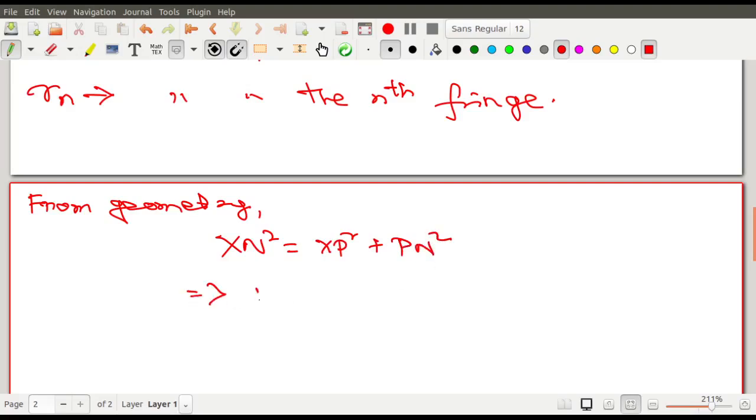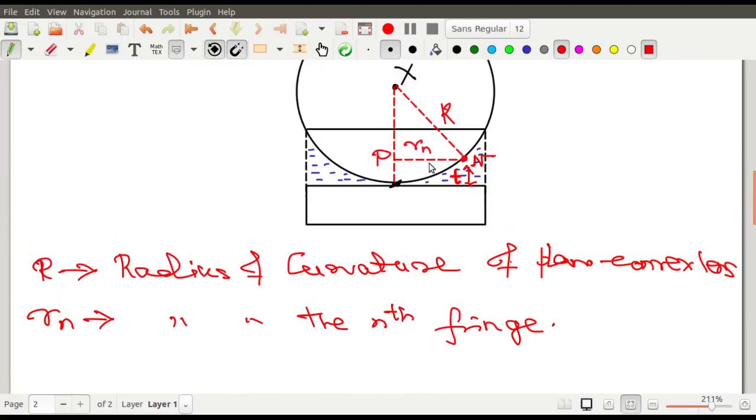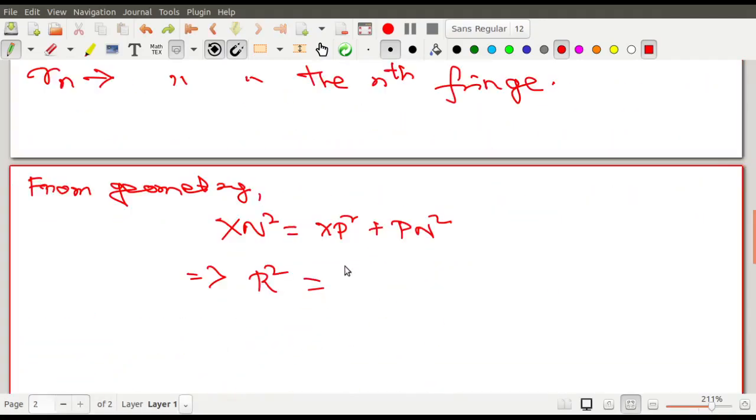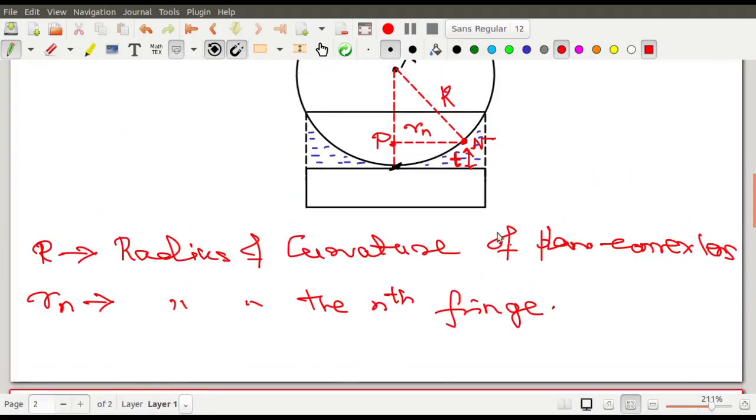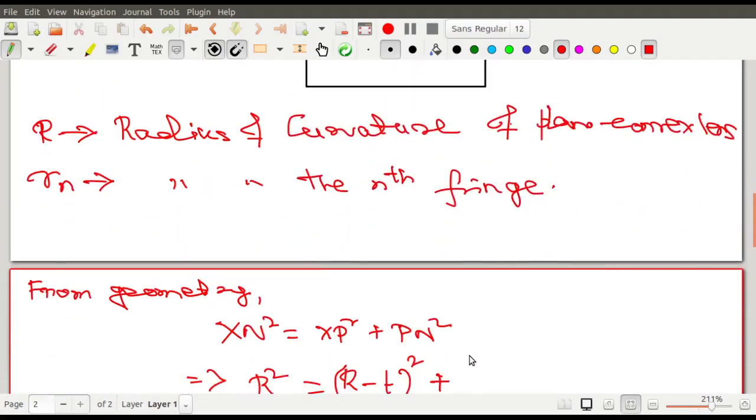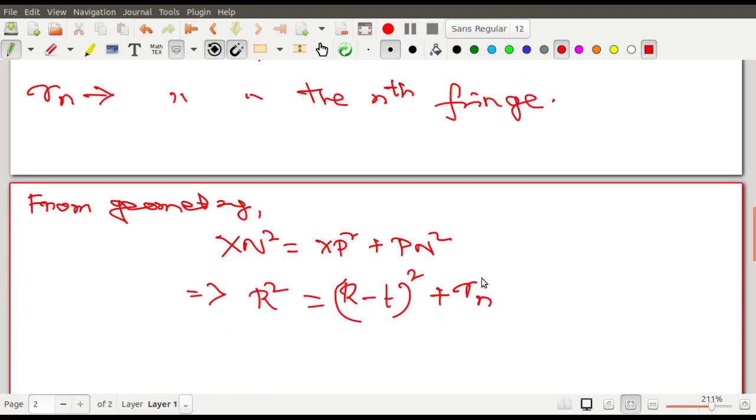Now what are the different values? Xn square is capital R square. What is xp square? The entire is the radius capital R, পুরোটা হচ্ছে capital R, but from capital R you just reject this thickness. The entire is capital R, and this much is small t, so it is capital R minus small t. So capital R minus small t whole square. And what is pn square? Pn square is definitely the Rn square, small Rn, that is the radius of the nth fringe.